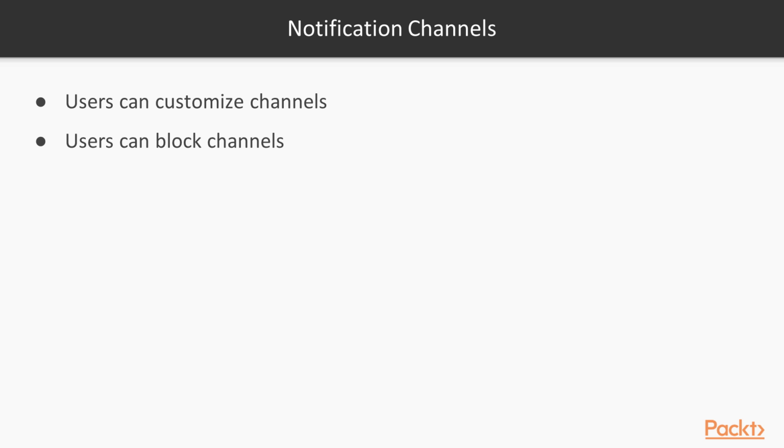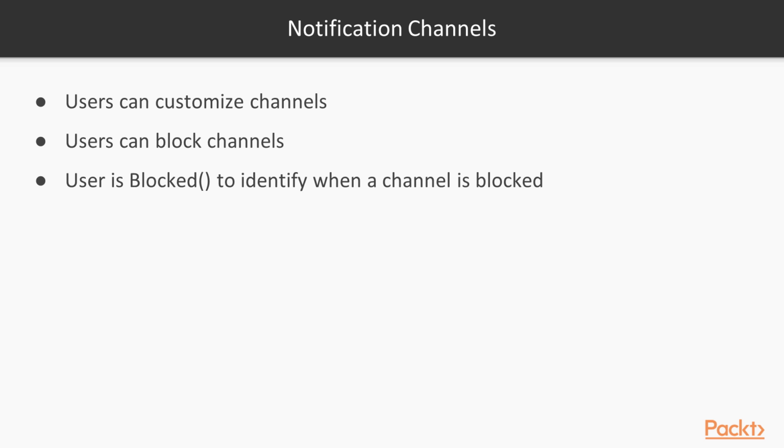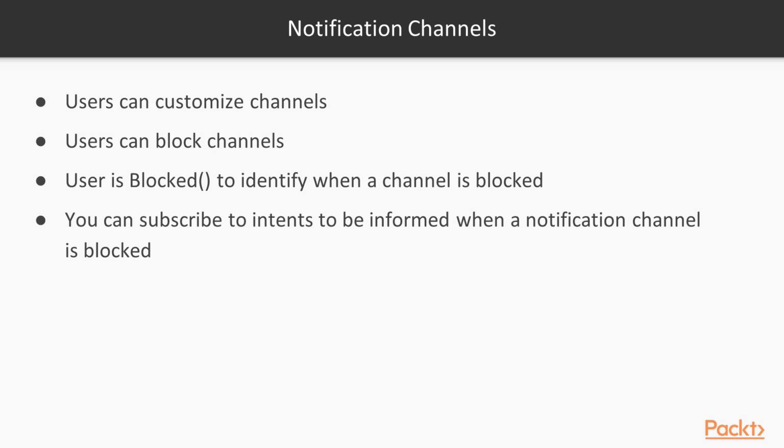Now, the user can block these channels as well, so the user can say, okay, I'm going to block this channel from giving me notifications. You can check this programmatically by using the isBlocked method to see if the channel that your app is subscribed to is blocked. This is also a nice case for a broadcast receiver because theoretically a user could block and unblock at any time, and so you can subscribe to intents that tell you whether this is blocked or unblocked. And you can change behavior based on it being blocked or unblocked.